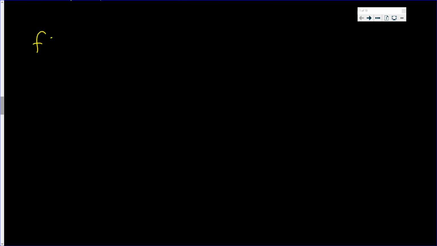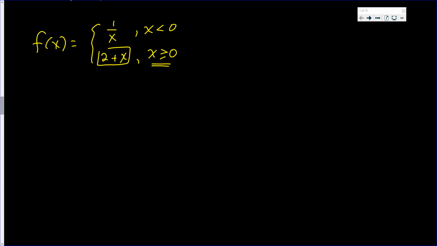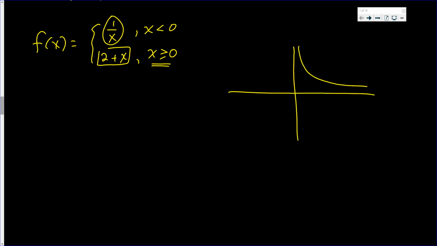Suppose you come to know that f of x, sometimes it's 1 over x, and other times it's 2 plus x, and it is 1 over x if x is less than 0, and 2 plus x if x is greater than or equal to 0. Now, this is a polynomial, so it's continuous when x is greater than or equal to 0. This is 1 over x. 1 over x, you should know from pre-calculus, it looks like this.